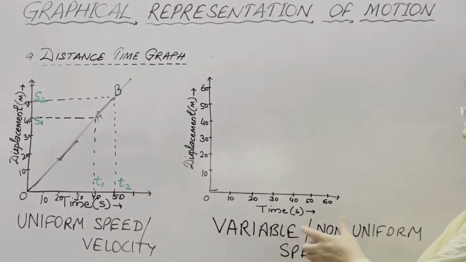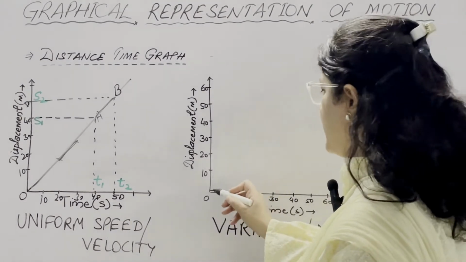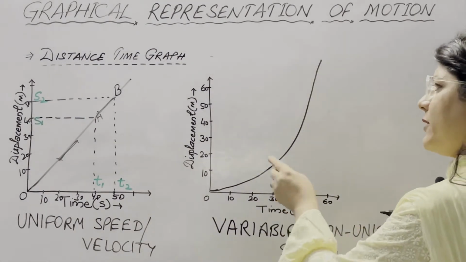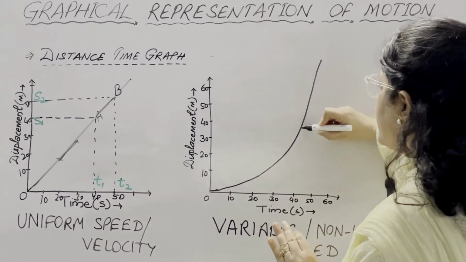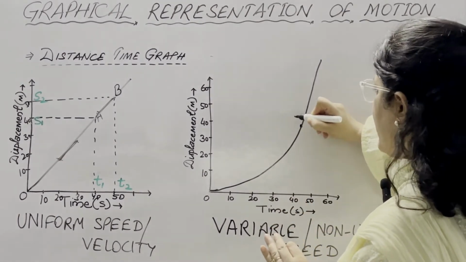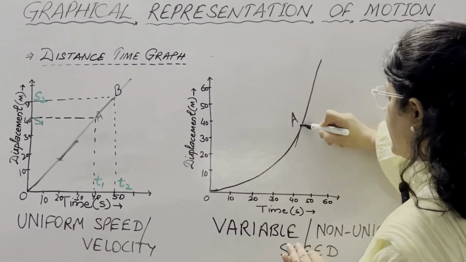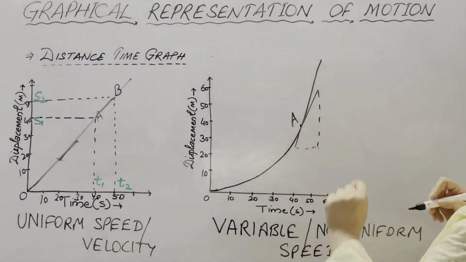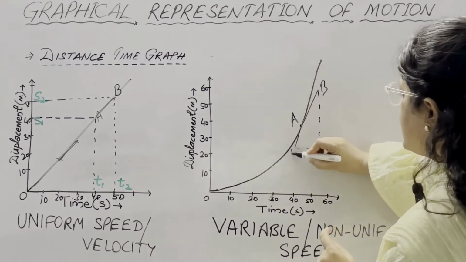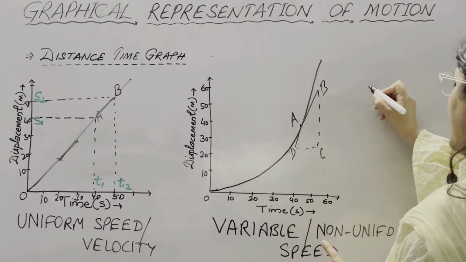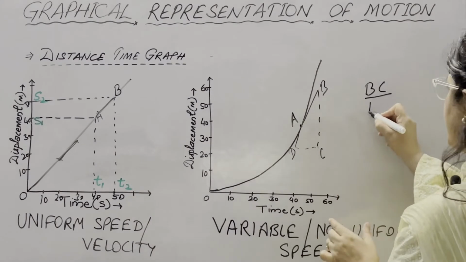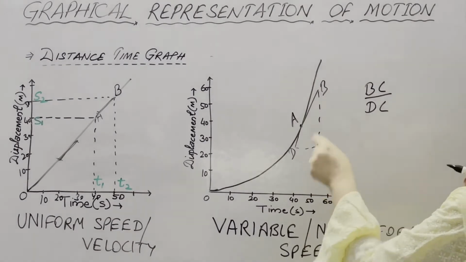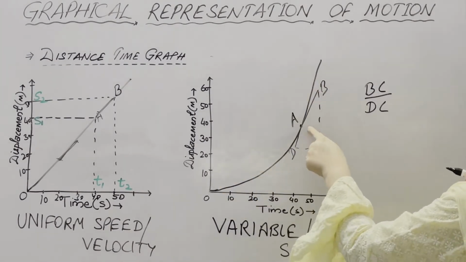Now for a variable or non-uniform speed, the displacement time graph comes out to be something like this. If we want to calculate speed on this graph also, we need to draw a tangent at a particular point. If we want to calculate at this point A, we need to draw a tangent at this point, and the slope of this tangent gives us the value of speed at this particular point A. Suppose this point is B, this is C, and this is D. The vertical portion is BC and the horizontal portion is DC. So BC upon DC gives the slope at the particular point A.